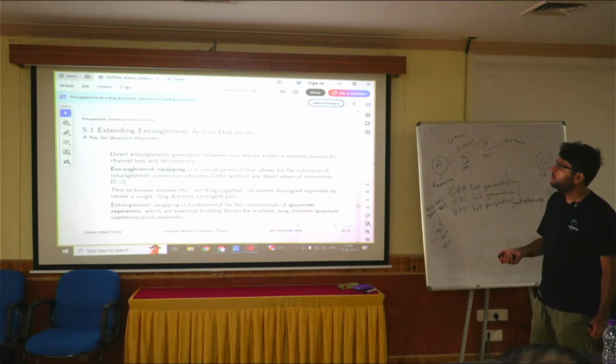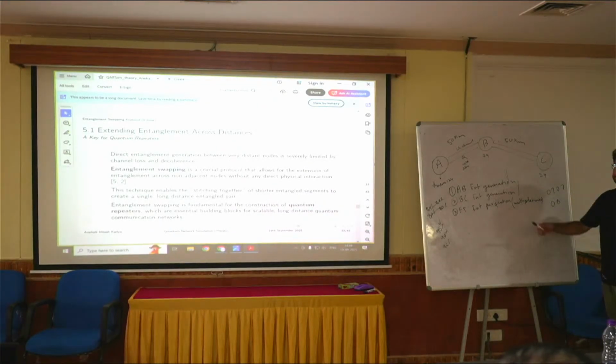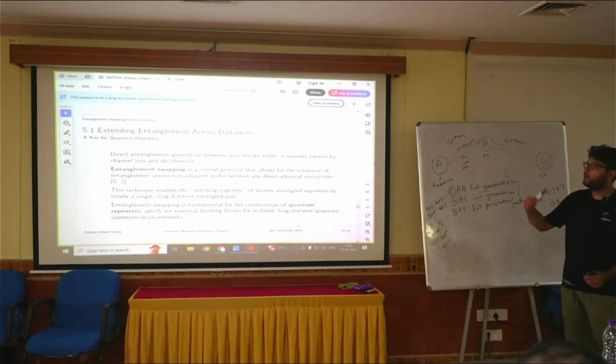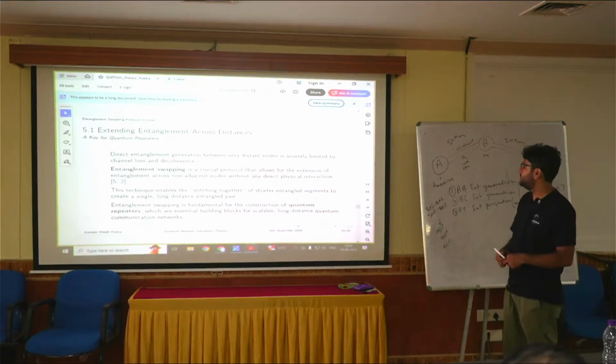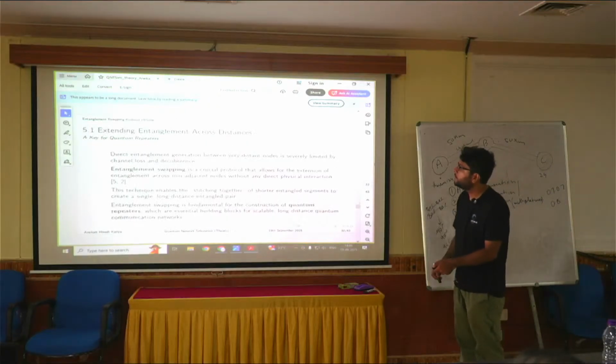Okay. After we do this, I was talking about something like swapping. Swapping is something which will help us extend the entanglement across distances. Okay, there is a photo which I have.